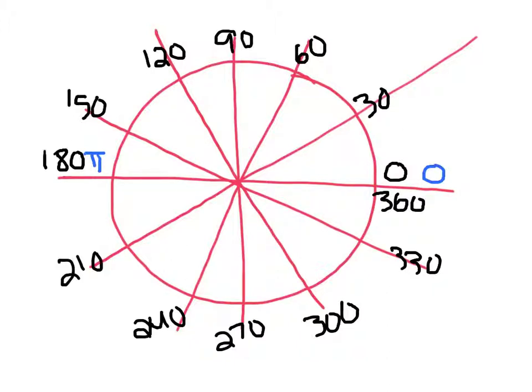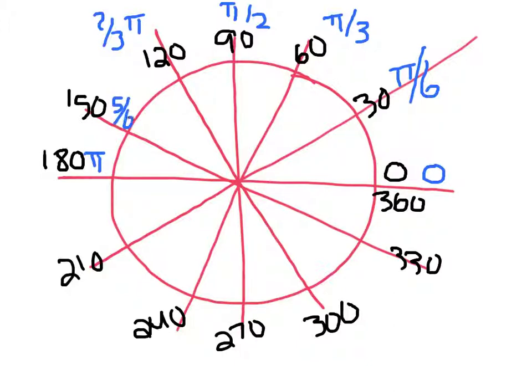Since I divided the top half of the circle into 6 sections, I count this by sixths. Pi over 6 radians. 2/6 pi radians, and 2/6 is a third. 3/6 pi radians, which is a half. 4/6 pi radians, which is 2/3. 5/6 pi radians. 6/6, which is 1.